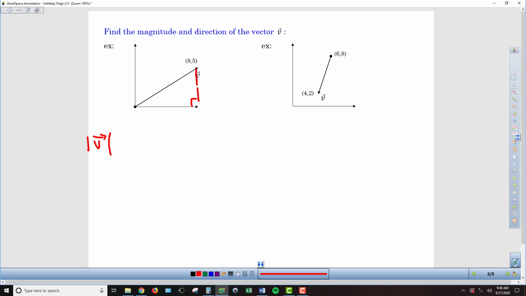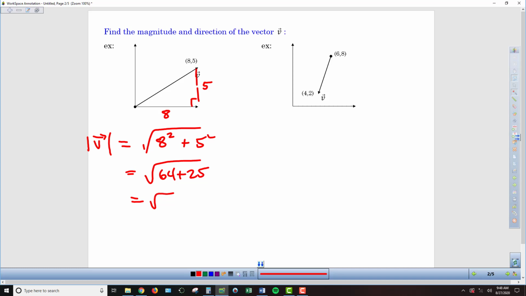And to find the length of that vector, I can go ahead and label up the side lengths of the triangle that I've created, and then just use a little Pythagorean theorem to help us solve. So 8 squared plus 5 squared, and I'm going to take the square root of that. So we're going to end up with the square root of 64 plus 25, or the square root of 89, which is 9.43. So there's the magnitude of this vector, so it's just the length.